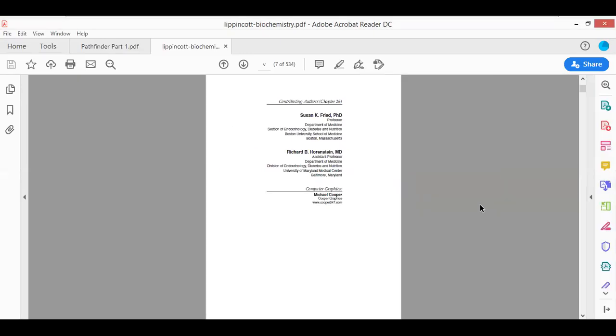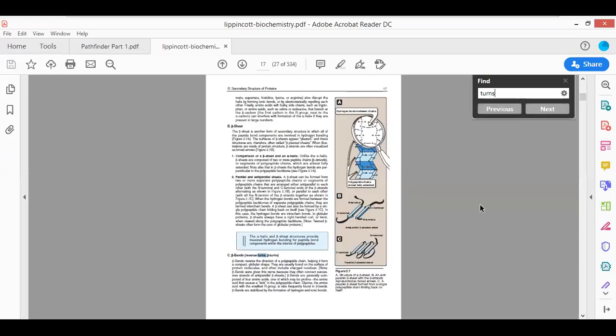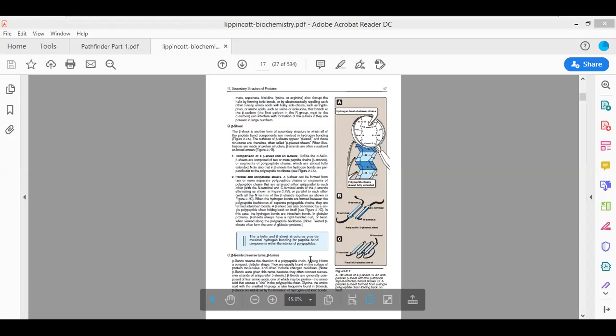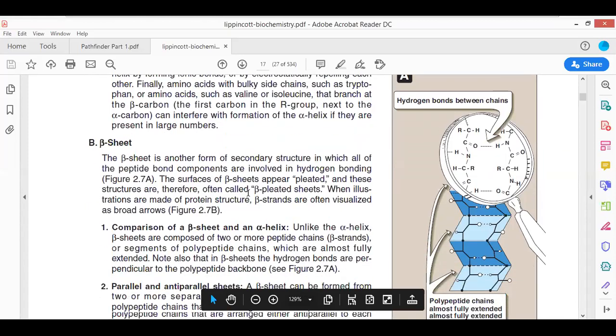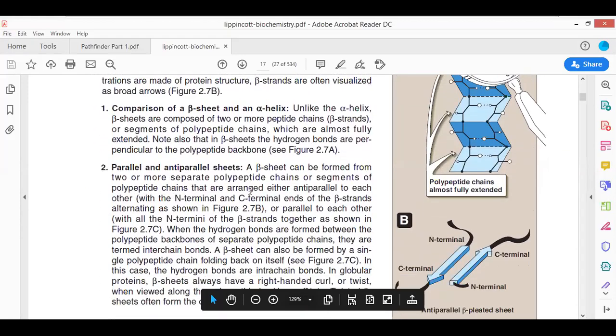Just trying to find your terms with better diagrams. Okay, so here we are. If you would be able to visualize Lippincott in front of you, I was looking for this particular diagram in Lippincott because these diagrams are much better than what is given in Pathfinder. Now you can look forward. Now see, there it is.